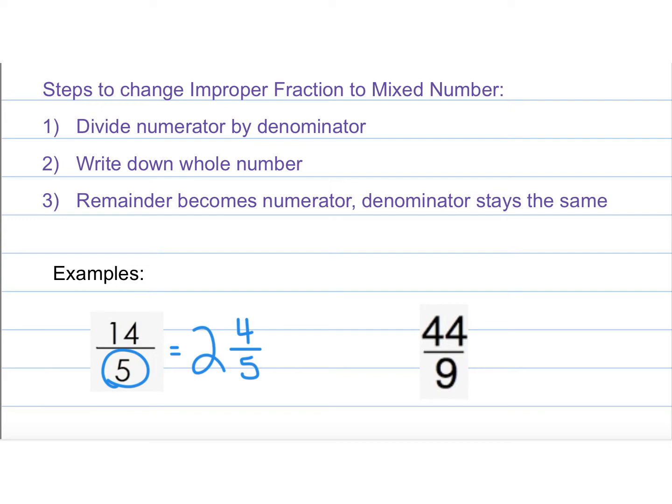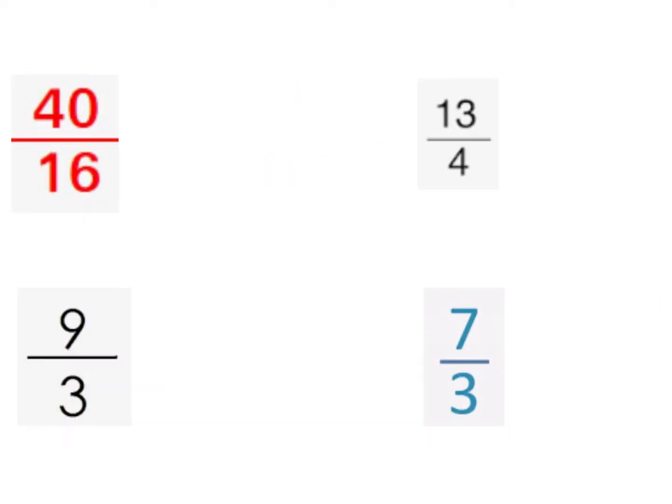Next one, 44 ninths. If I were to divide 44 by 9, it will go in there 4 whole times. 4 times 9 is 36. So our remainder, which is 8, becomes the numerator. Denominator stays as 9. So our answer is 4 8/9. All right, pause, try these on your own, and then come back to check if you have done them correctly.